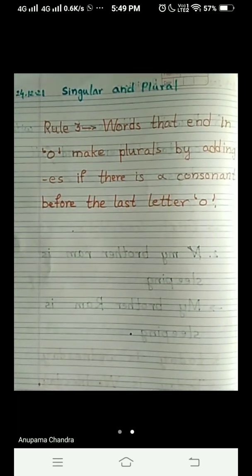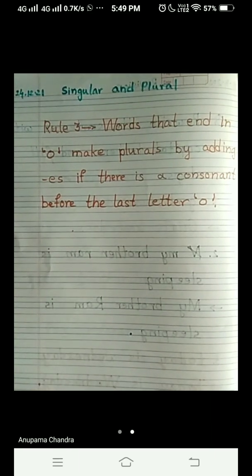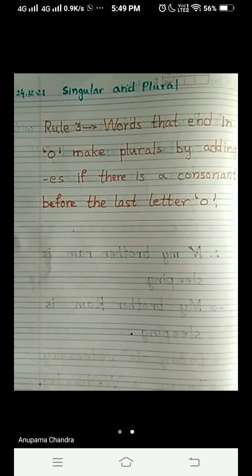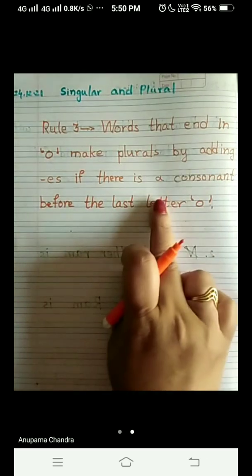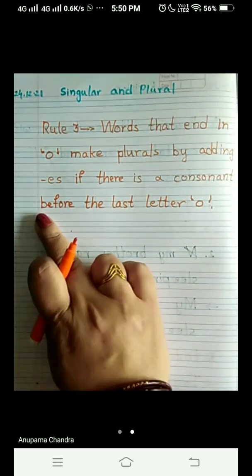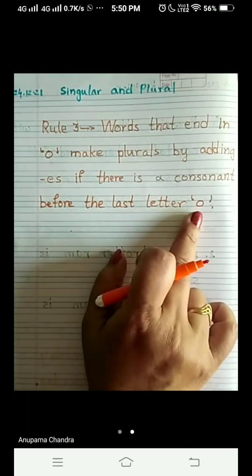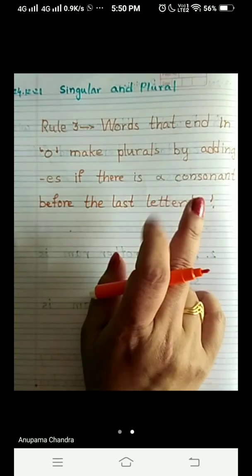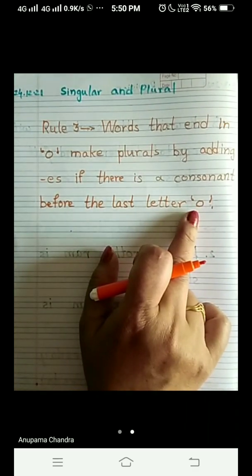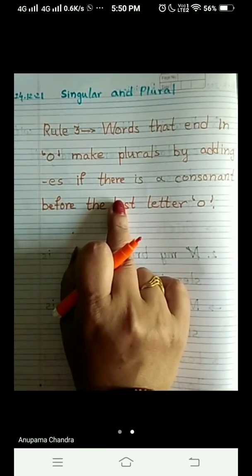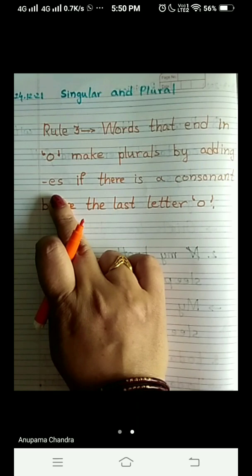Okay, children. So what you have to see is the word should end with an O. Rule number 3 is for those words which end with an O, and you have to check whether a consonant is there before that last letter O. Two things you have to check. The last letter is O, and before the last letter O, there has to be a consonant for this rule. That is rule number 3. And if such a word is there, then you will add es to the word to make the plural of the word. Let's check it out.